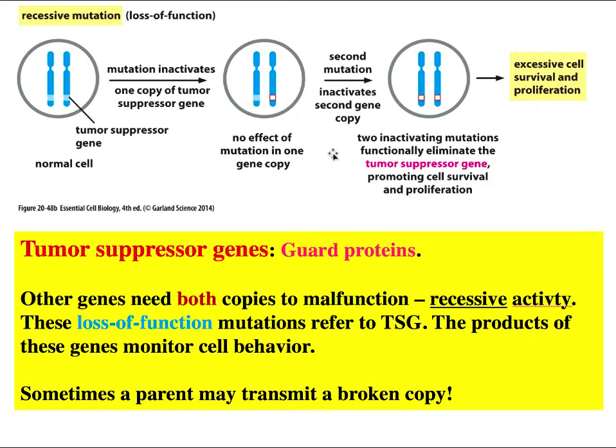However, if a second event takes place, which accidentally knocks off the remaining good copy, now you have two bad copies, and neither one is available to protect the cell, and now the cell will do whatever those genes were trying to prevent from happening, i.e. maybe it won't be able to repair its DNA properly or do something like that.